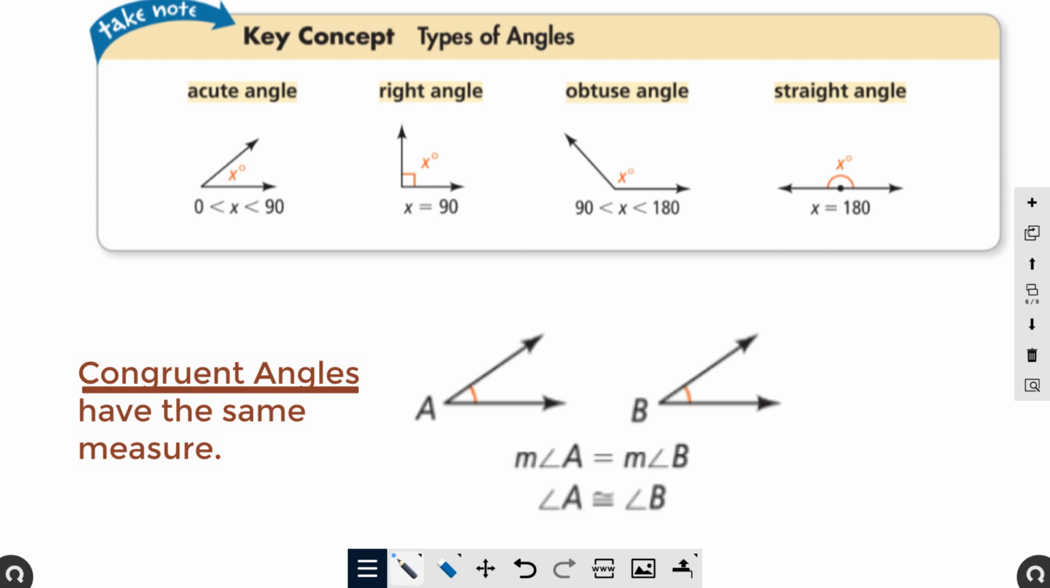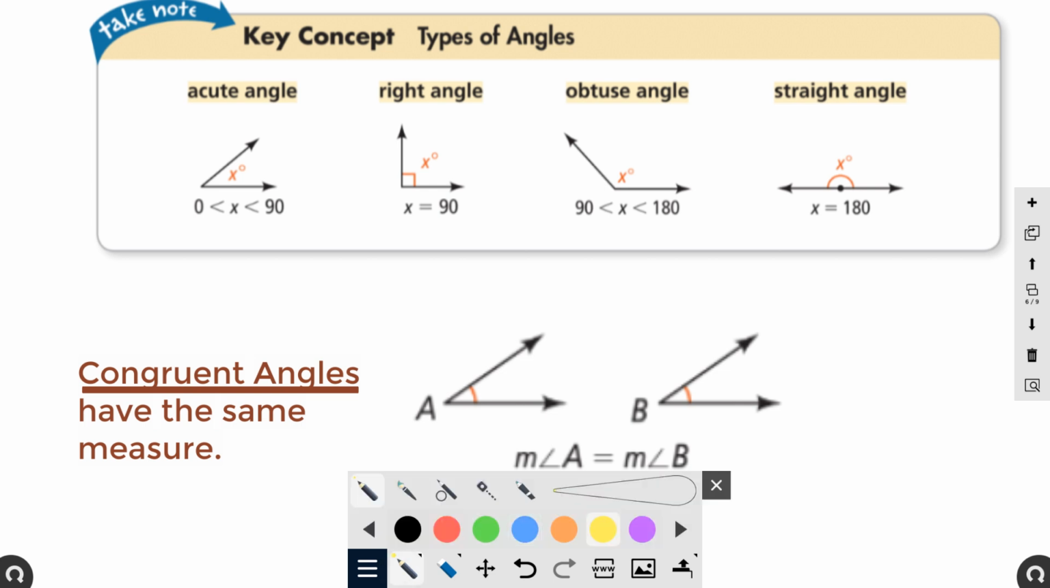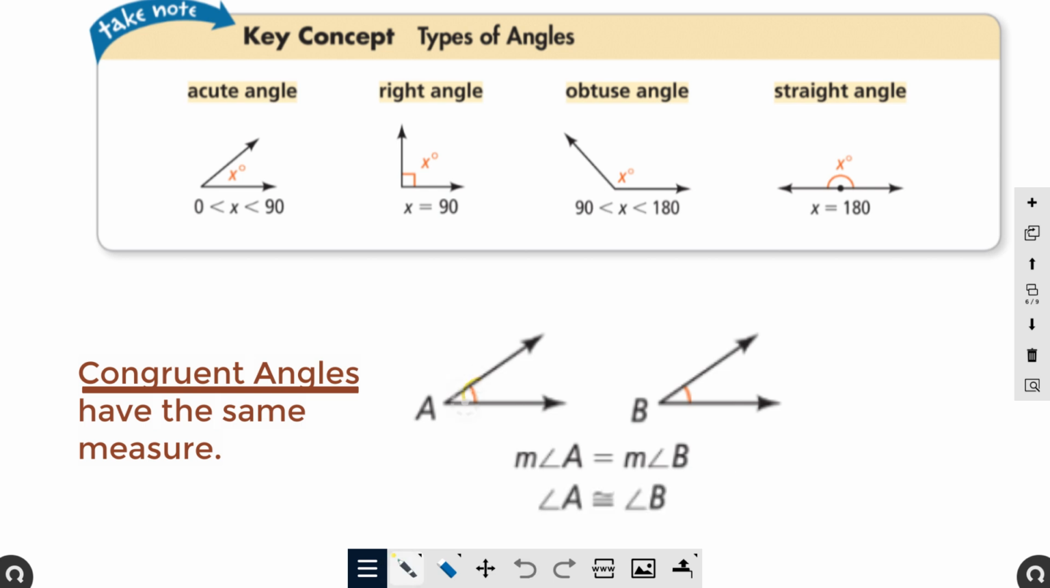All right, the last thing on your index card is these congruent angles. Remember, another word for congruent is equal. So congruent angles are equal angles. They have the same measurement. Now, when you see them, like with the lines, we put little vertical red marks. When you see these little curves here, these mean that those angles are equal to each other.